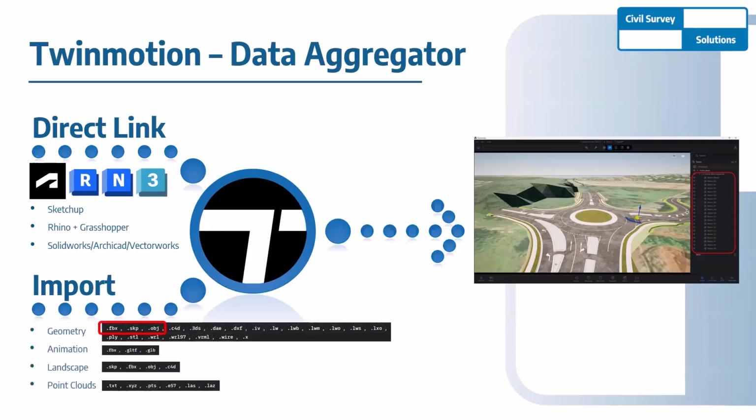On the import front, you can pull in a raft of 3D geometry files. I've highlighted three key ones that are quite prominent in industry. FBX, which is Autodesk's version of a 3D model, SKP, which comes from SketchUp, and then the good old OBJ. Twinmotion will accept geometry, animation, landscaping, and point clouds. So obviously, there's file formats for each of those.